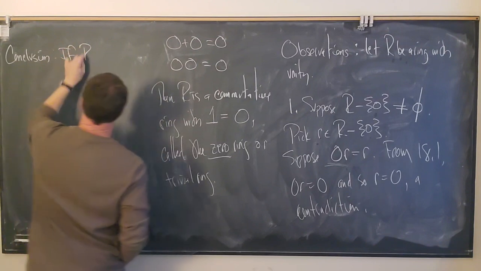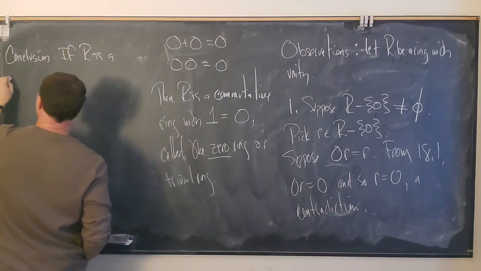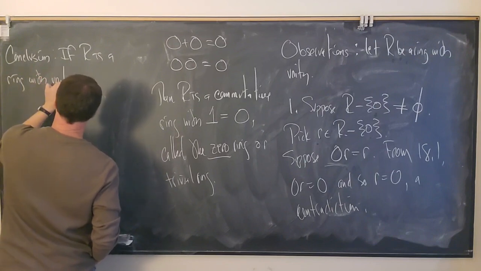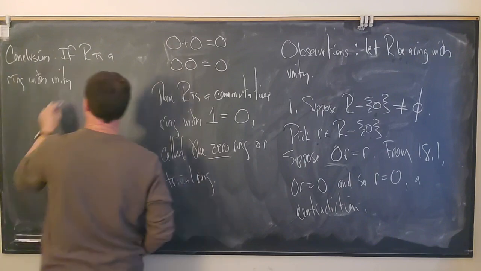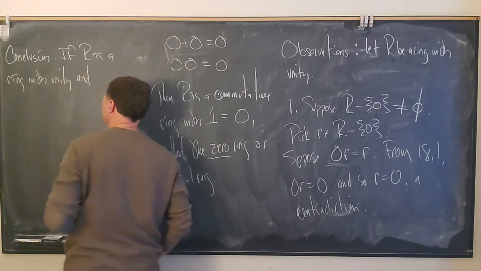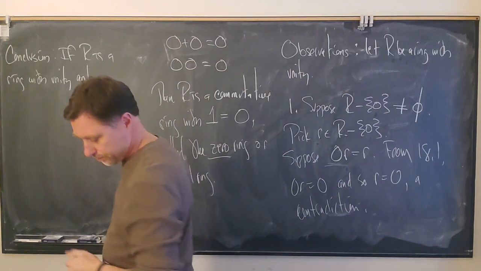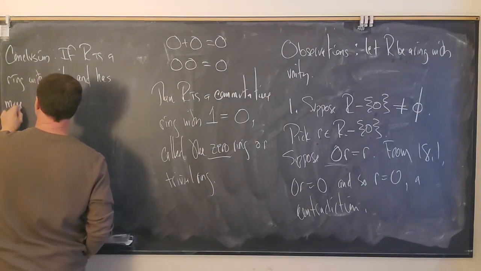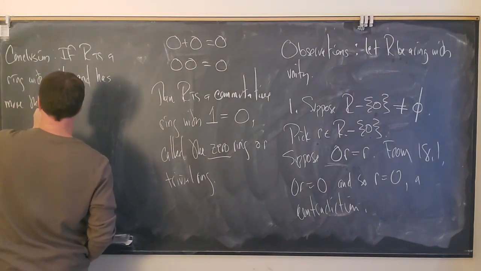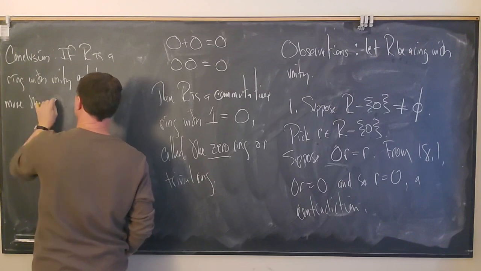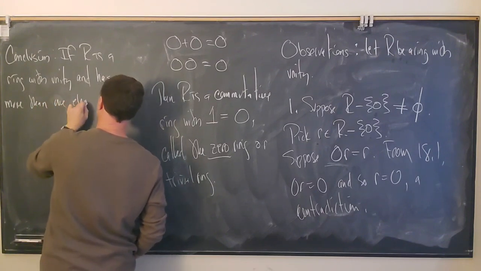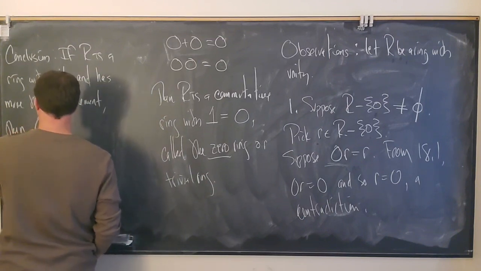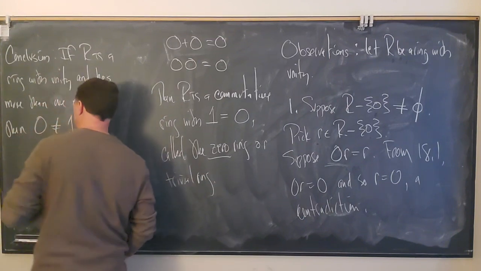If R is a ring with unity and has more than one element, then 0 is not equal to 1.